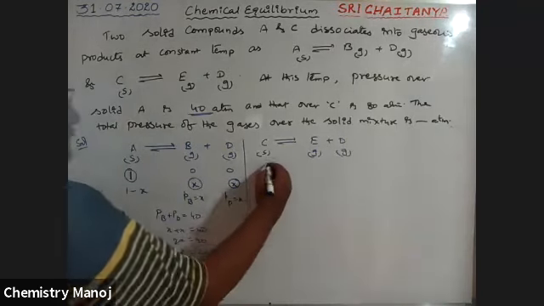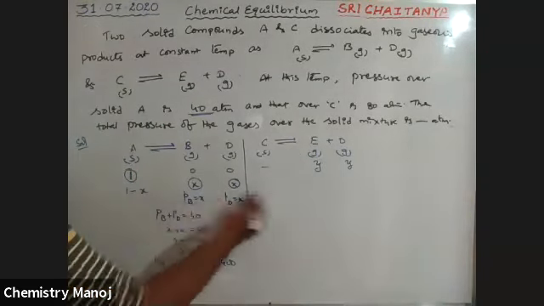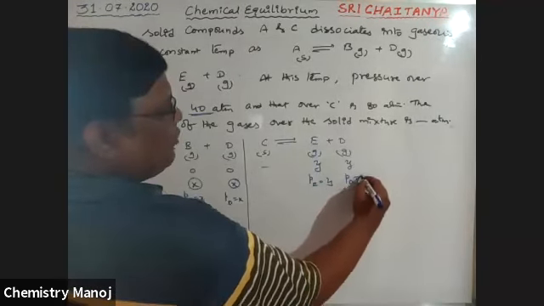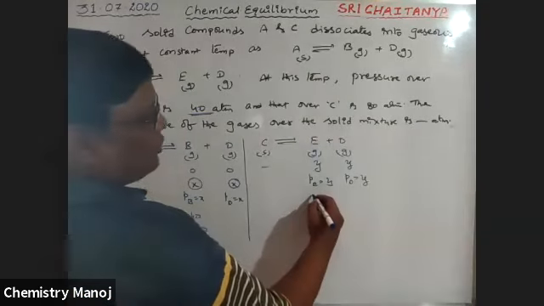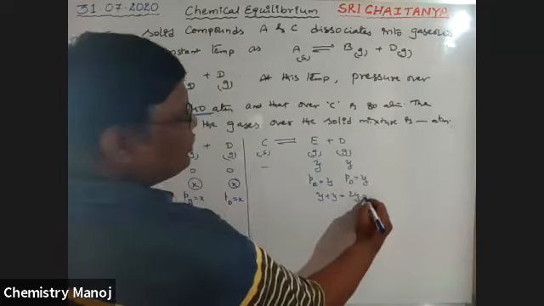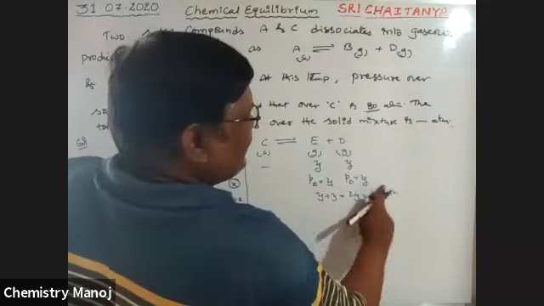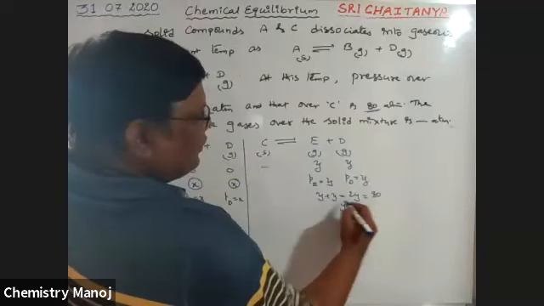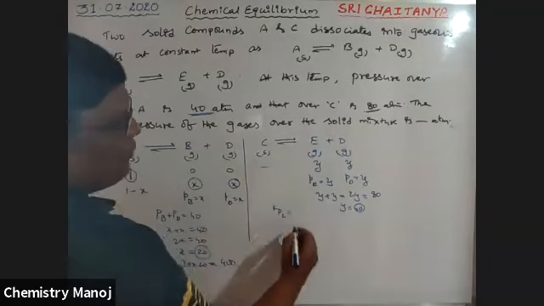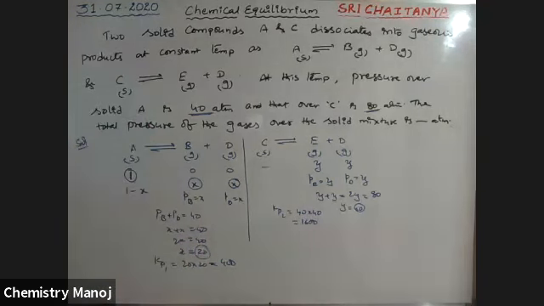See here, C is solid, no need to consider. It is y and it is y. Just like the previous case, partial pressure of E is equal to y, partial pressure of D is equal to y. So total pressure, y plus y is equal to 2y, which is given as 80 atmospheres. That implies y is equal to 40. Therefore, for this equilibrium, Kp2 is equal to 40 into 40, that is 1600.